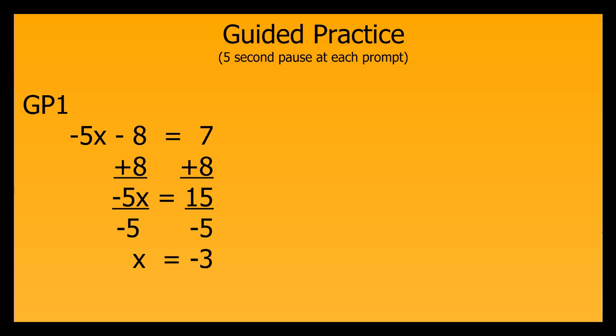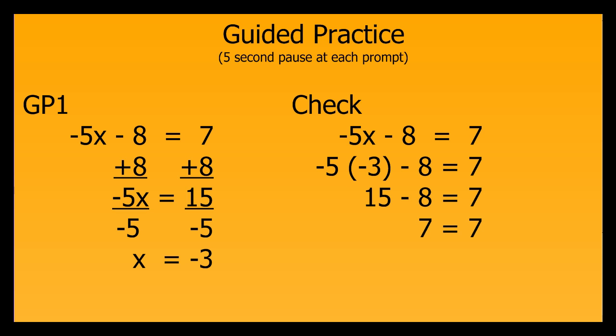Are we finished? No, we should check our answer. How do we check our answer? We start by rewriting the equation. Then what? We substitute in our answer, in this case negative 3, for x and simplify.